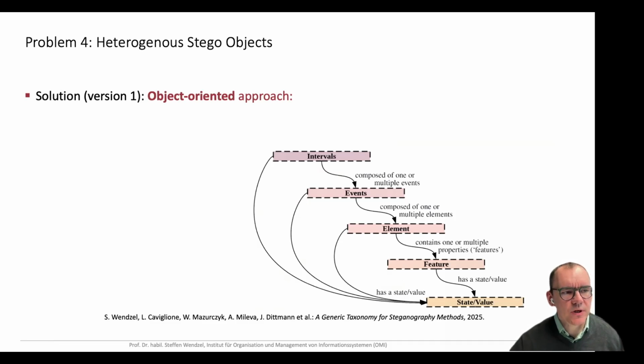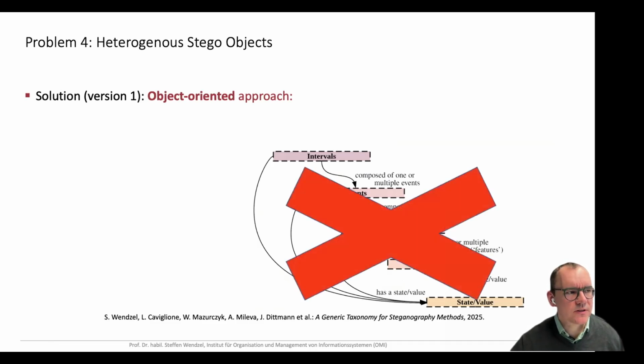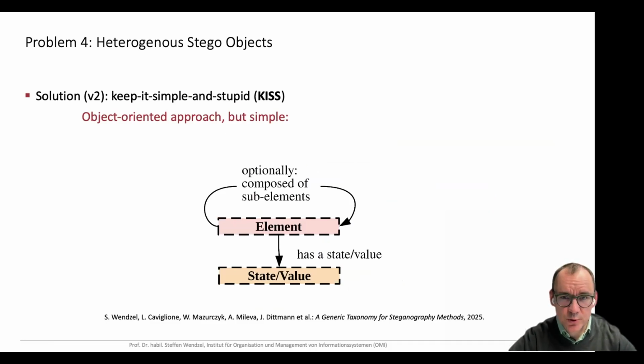Previously, we had a little bit complex structure that you can see here. We discarded that, so let's skip that. We have a keep it simple and stupid approach. Essentially, we have elements. Elements have a state or a value. An element could, for instance, be an inode in a file system that can have a state like it's existent or not existent. It can have sub-elements, for instance, an inode number, and that has a state or value in that case, and that's the number itself, and so forth. So elements can have sub-elements, and each element has a state or value.